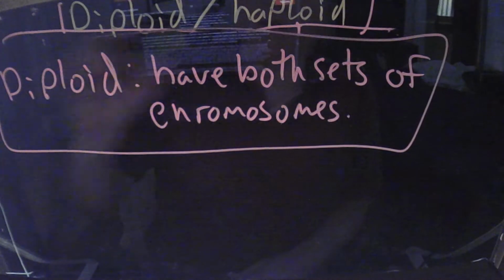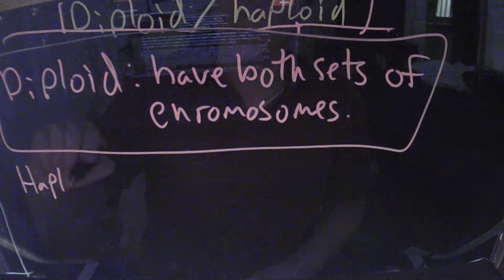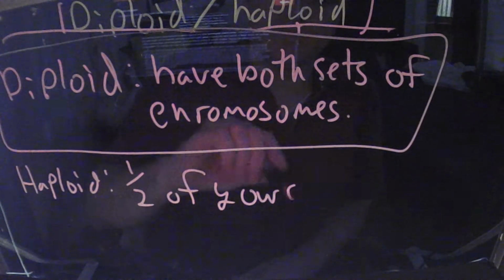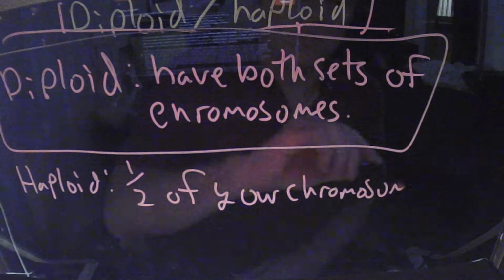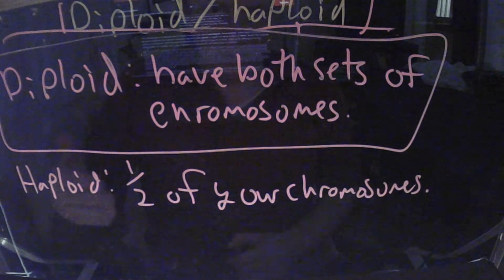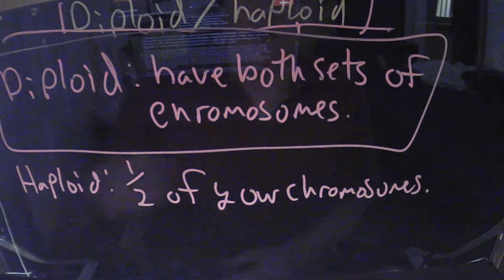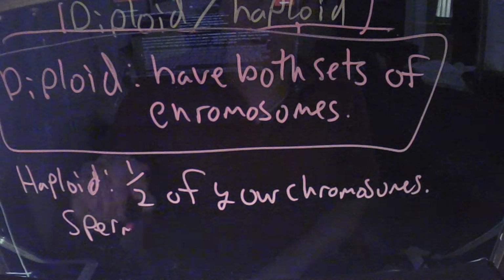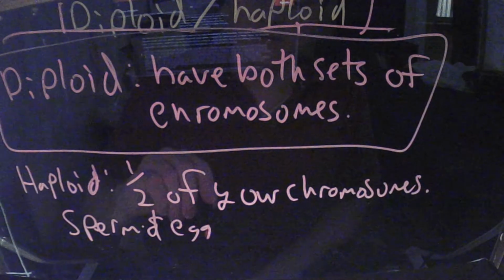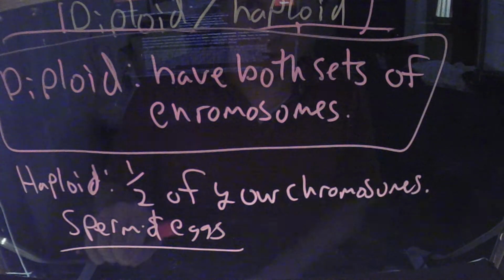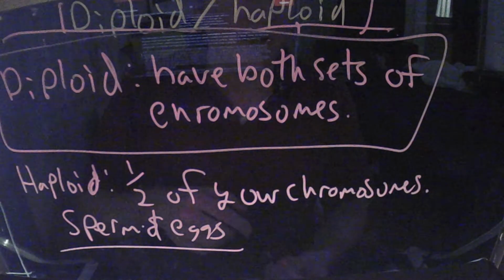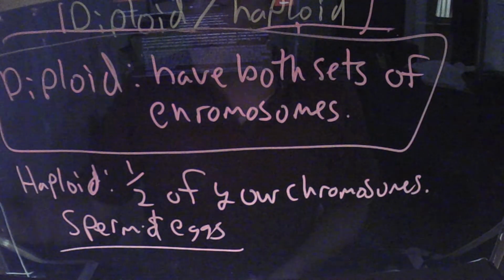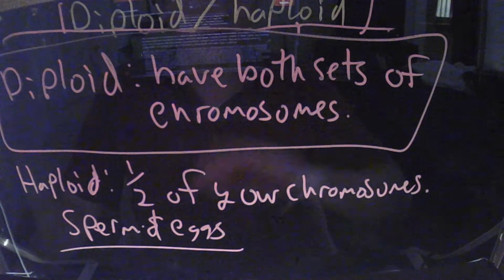Okay. Haploid, on the other hand, means you have half of your chromosomes, or half of the chromosomes of a diploid individual. So when do you see haploid cells? Most of the time you see them in sperm and eggs. We're going to talk about this later. You can also see full-on haploid organisms in things like ants and things like bees. But we're gonna worry about this later on.